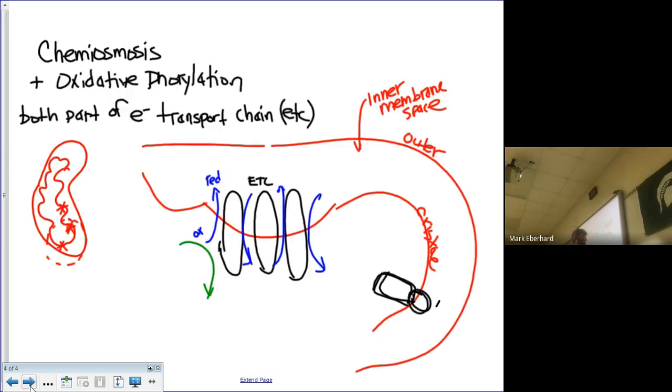Over here we have a specialized protein called ATP synthase. And I suppose I should have identified in here, this is the matrix. Outer membrane right here, inner membrane space right here, cristae, matrix.